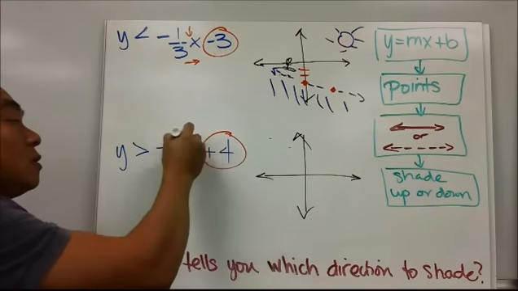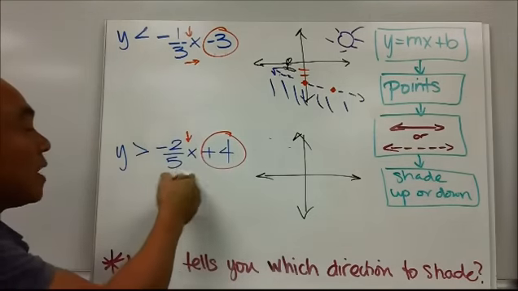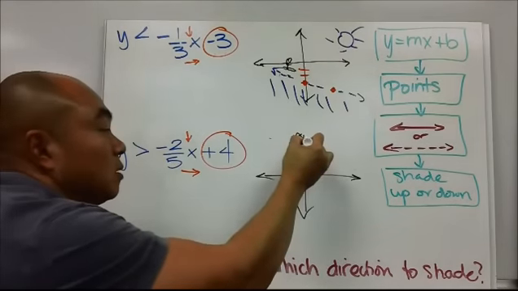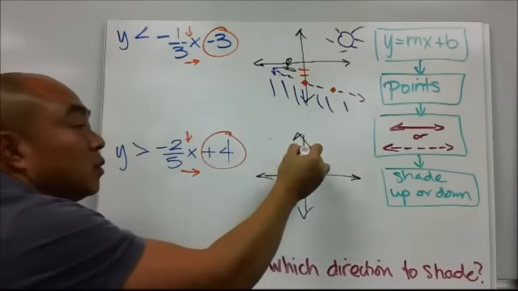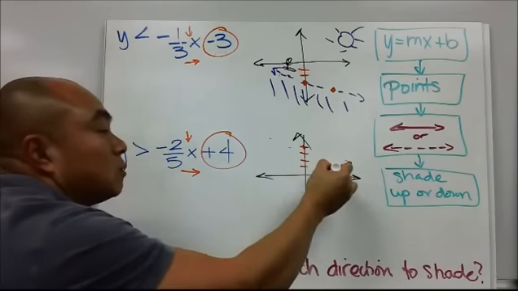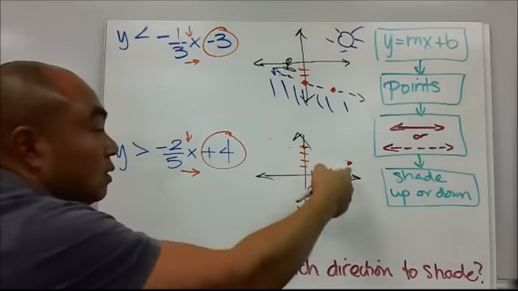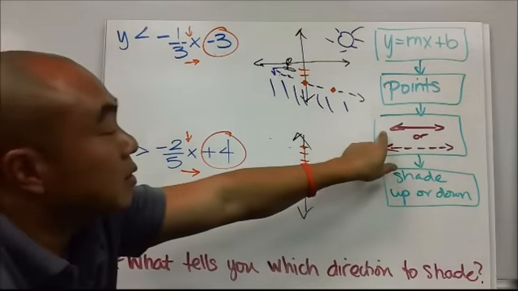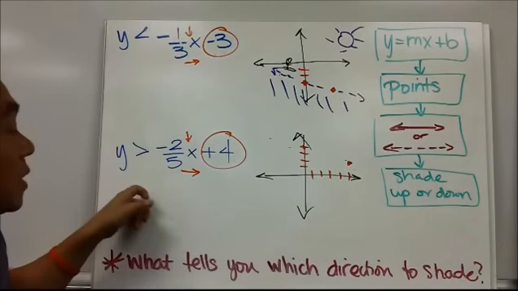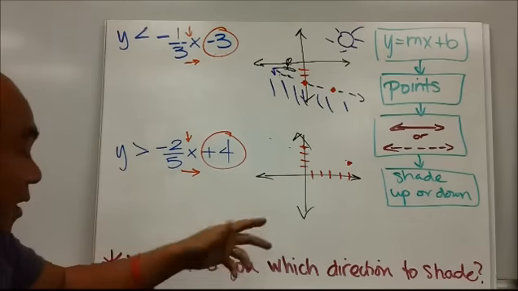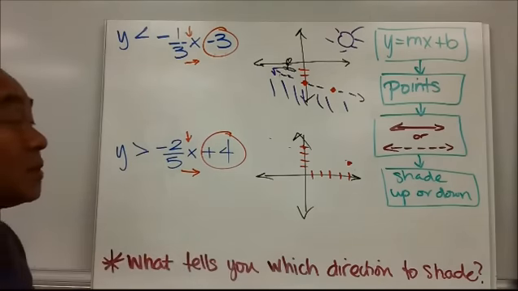Circle plus 4. Negative 2 means we're going to go down. 5 means we're going to go to the right. So go 1, 2, 3, 4. Down 2, 1, 2, over 5. 1, 2, 3, 4, 5, somewhere about right here. Those are our points that we've drawn or graphed. And now we're going to decide if it's solid or dotted. Because there's no equal sign, that automatically lets you know that it's going to be dotted.